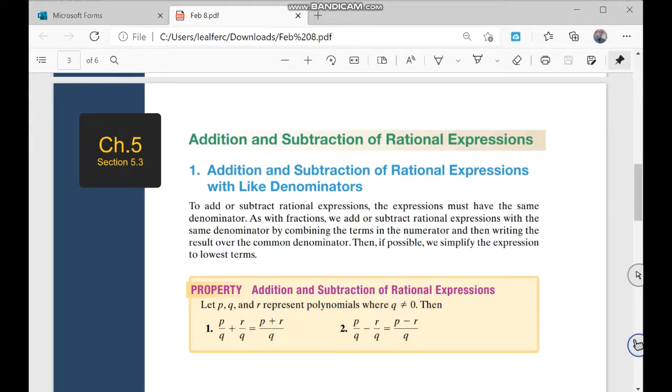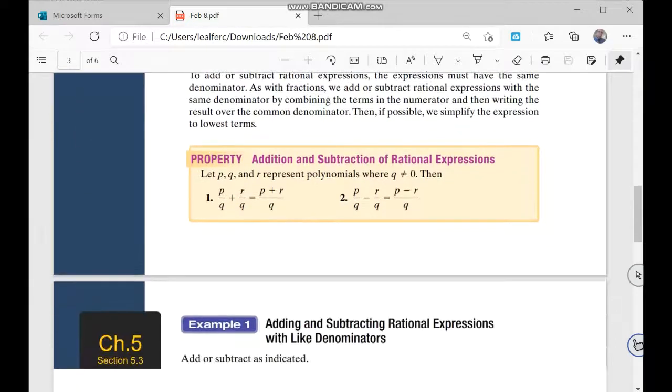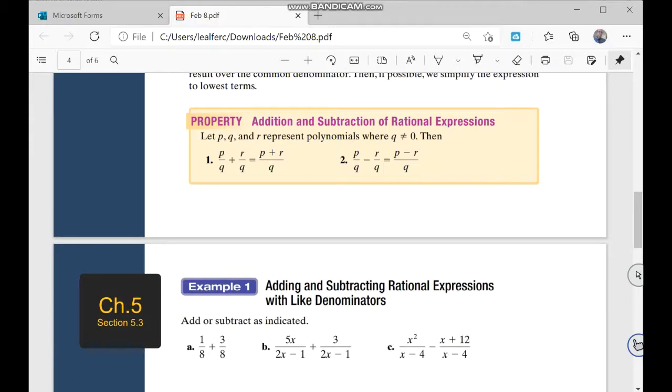Okay, let's move to addition and subtraction of rational expressions. We will start slowly, okay? Let's start with addition and subtraction of expressions with like denominators. That means the same denominator. Check this out. The box explains a little bit.